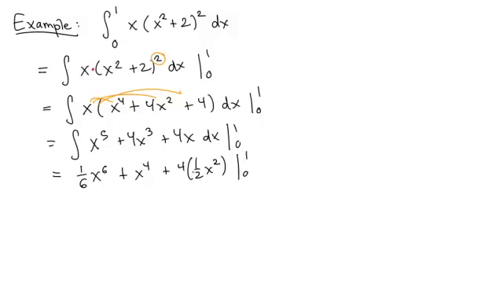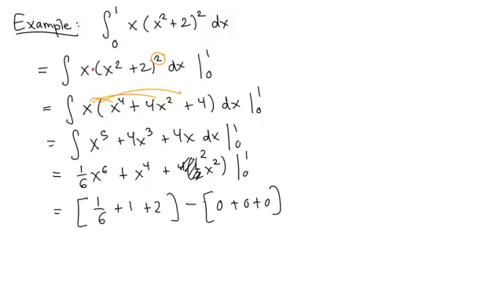And that 4 times 1/2 x squared, we can just simplify that to 2x squared. Now if I plug in 1, we're going to end up with 1/6 plus 1 plus 2. If we plug in 0, we're going to end up with 0 plus 0 plus 0. And then we'll subtract the two results. And so that's going to leave me with a grand total of 3 1/6, or if you'd like, 19/6.